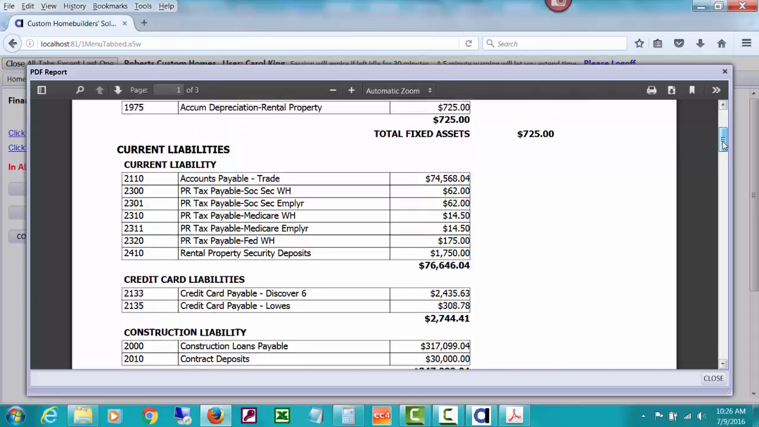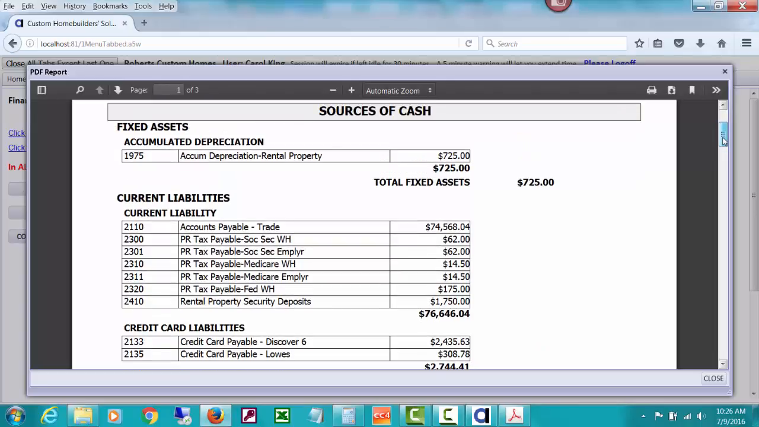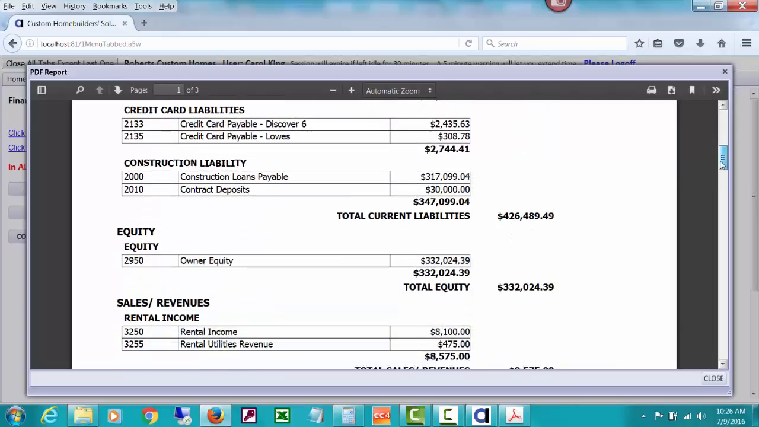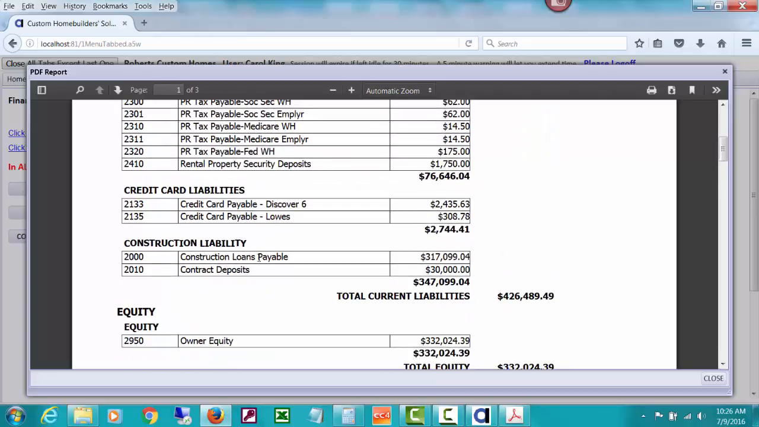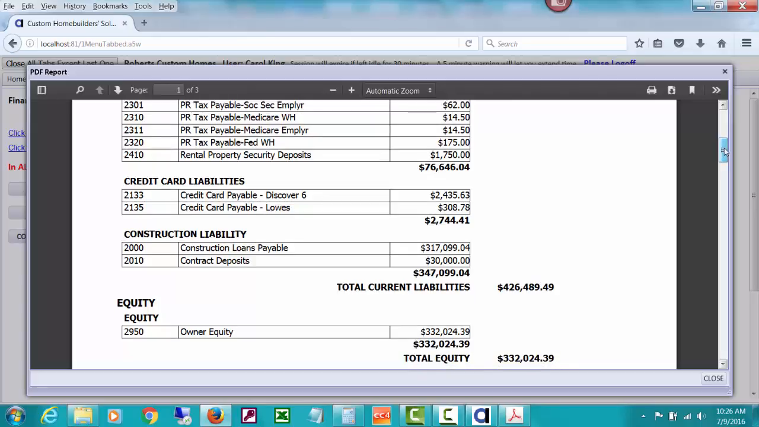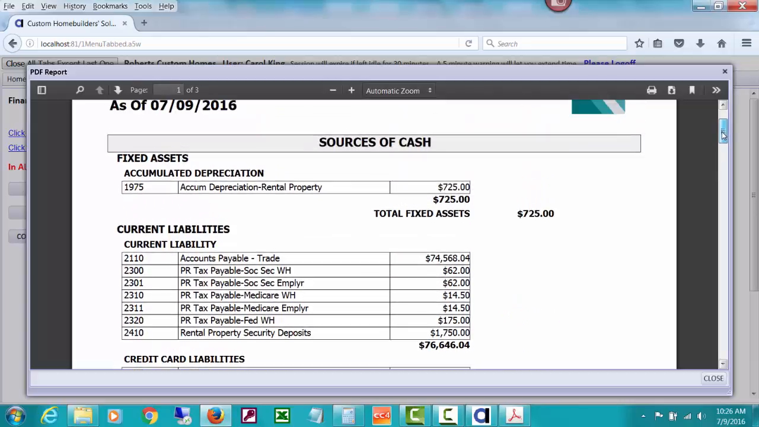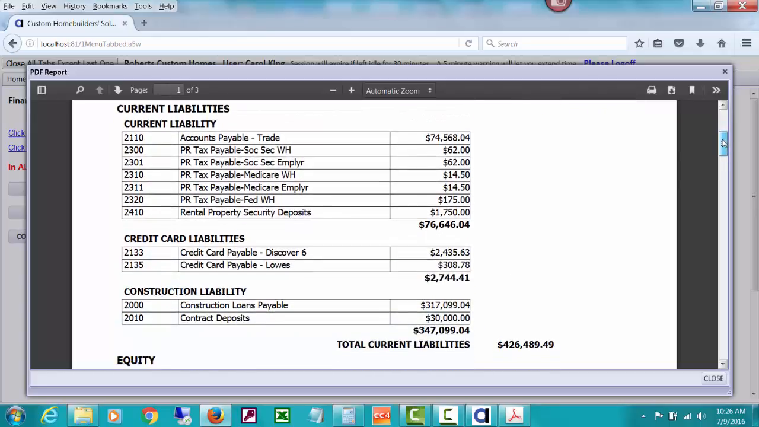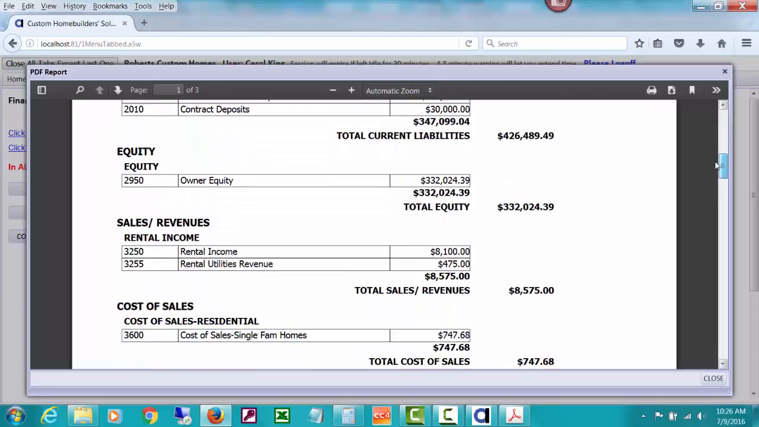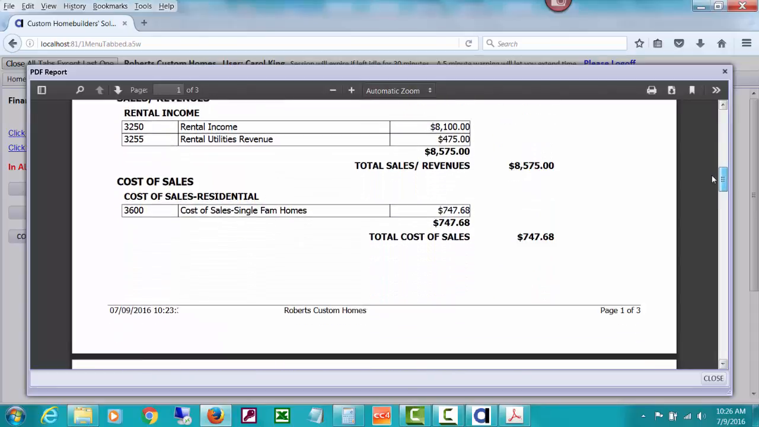An interesting one to look at is the fact that you have these credit card payables and construction loans payable considered to be sources of cash because they're credit balances. Same with credit card payable, they're credit balances, but they're considered sources of cash. So on a cash flow statement, a computer program will take the minus sign off the credits and show those as positive amounts, as various sources of cash, because the computer program is also going to come along.